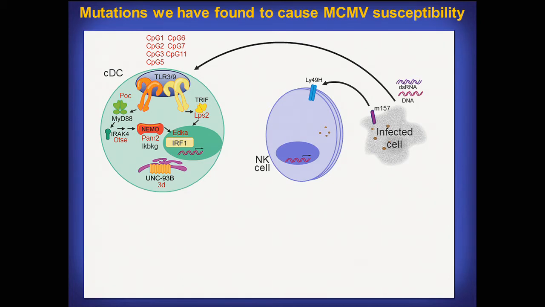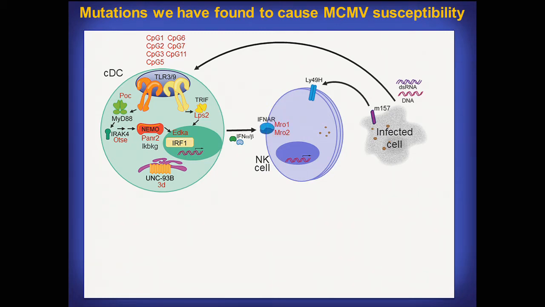Mutations called Pococuronte and Odiose and PenR2 showed up in TLR signaling proteins as well, those being MyD88, IRAK4, and IKB kinase gamma. And we also found a mutation called NDECA that affected IRF1. We found an allele of TRIF called LPS2 that was lethal. All of those mutations led to a dead mouse.